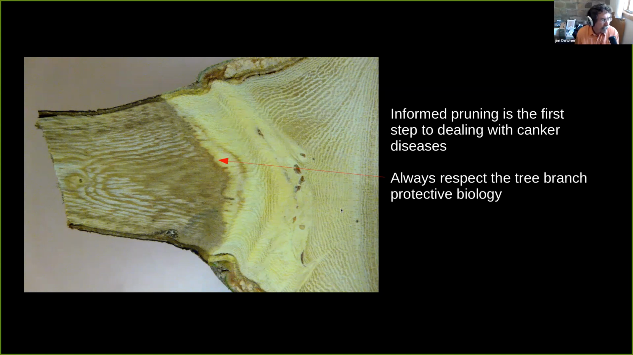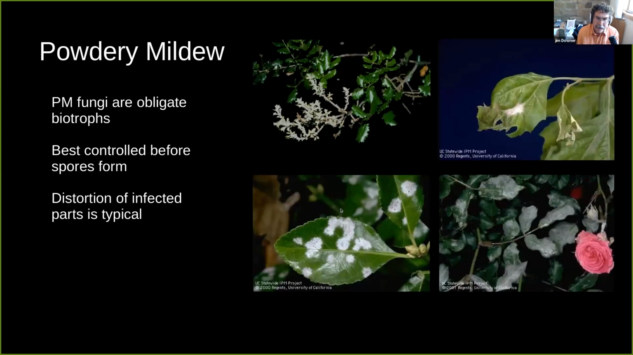So powdery mildew is another big category. There's probably a powdery mildew for every plant on earth. We just don't know where it is. It's probably somewhere. And they get on a lot of plants. They cause damage on a lot of plants. And the damage of powdery mildew, at first it may just seem like, oh, it just covers the leaf. It looks superficial, but it's actually very distorting.